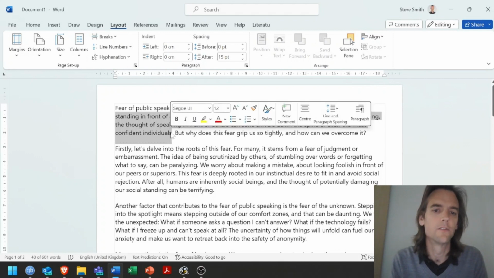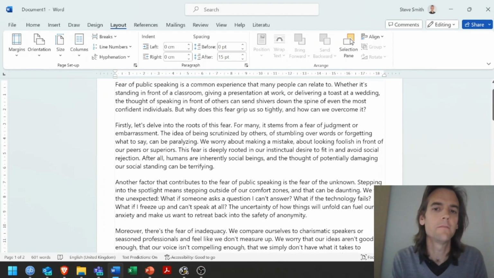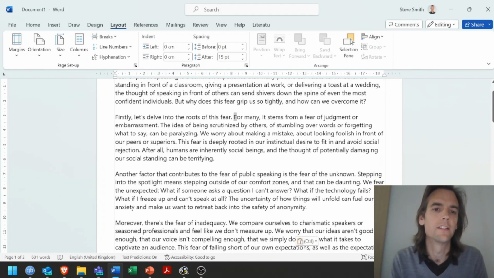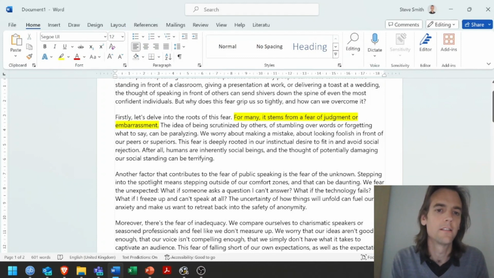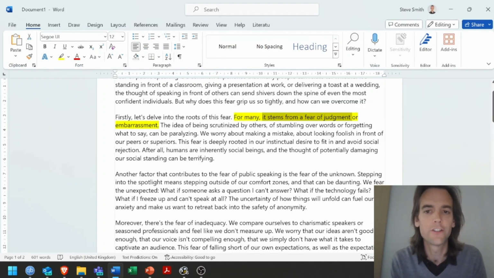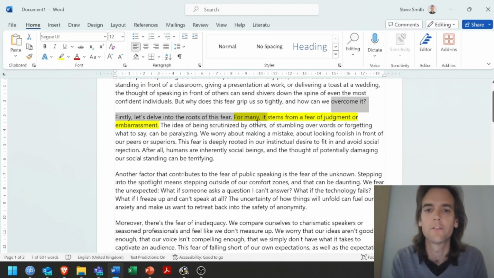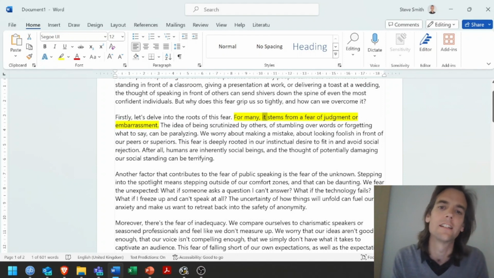This is a little bit long to remove, so maybe not do that one. This is perfect, isn't it? This is a perfect sentence, look. So we would remove this one because the roots of this fear, it stems from a fear of judgment. It fits perfectly. What is the root of the fear? This is where it comes from. This it is referring back to this idea.